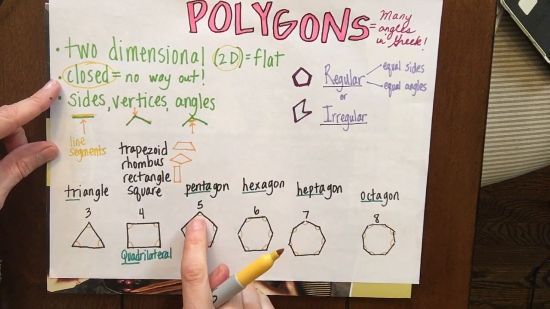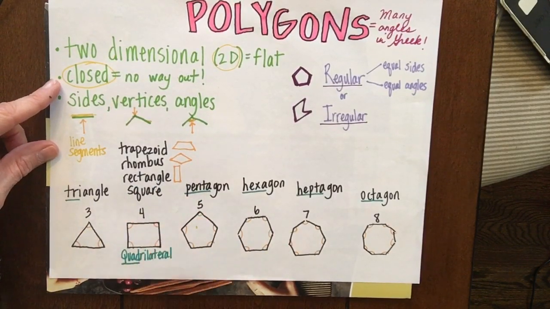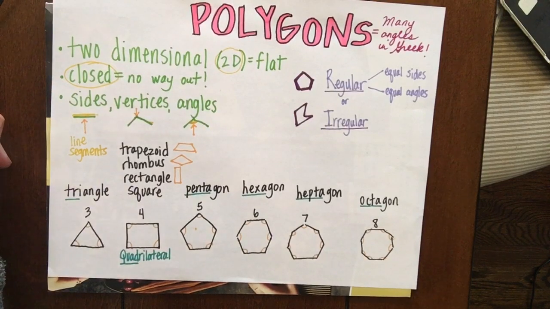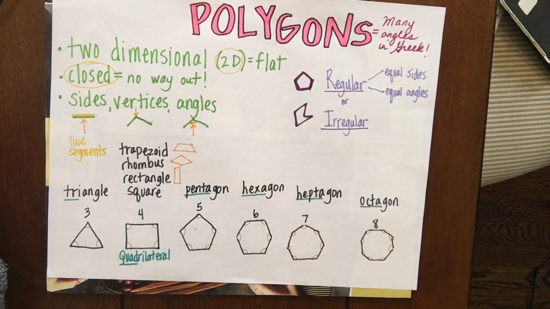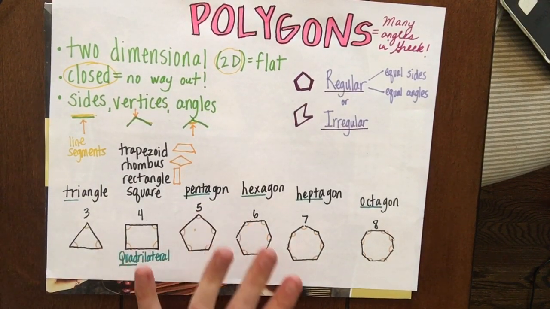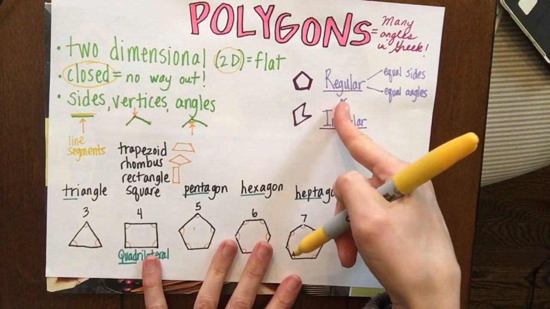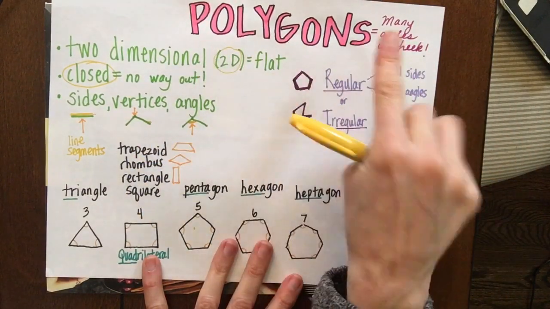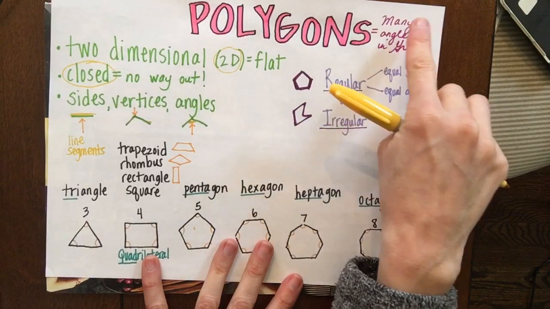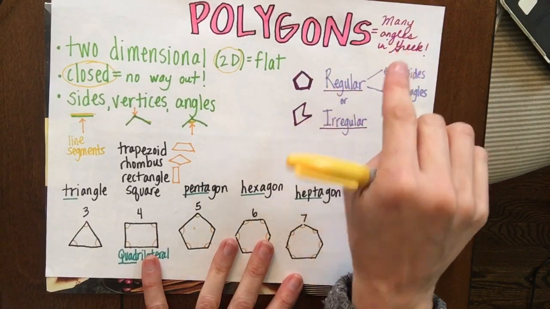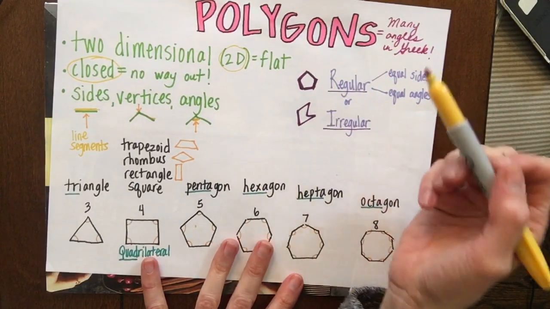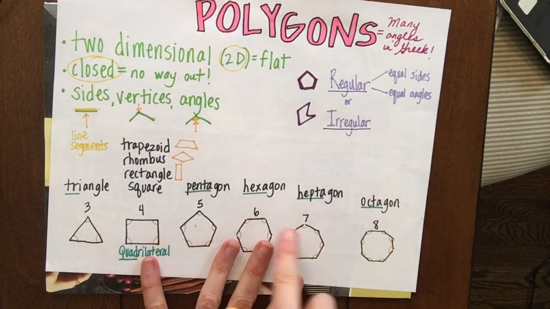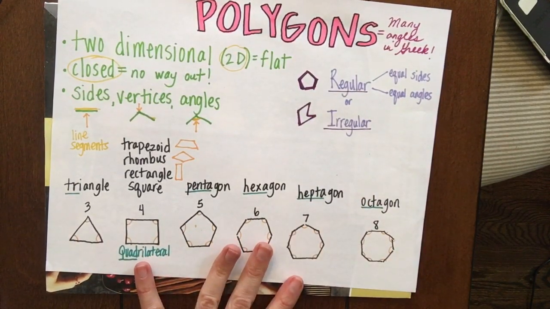I actually colored the interior angles with a marker already because we're going to be talking more about that today. Okay, so one last thing is a review. Polygons, one thing I thought was helpful is polygons means many angles in Greek, okay? So it makes sense that all of these polygons have many angles.